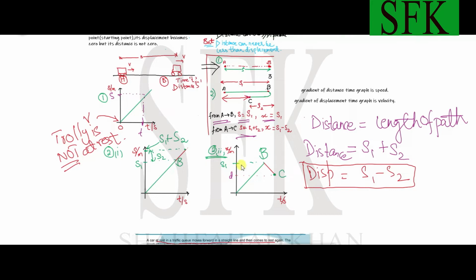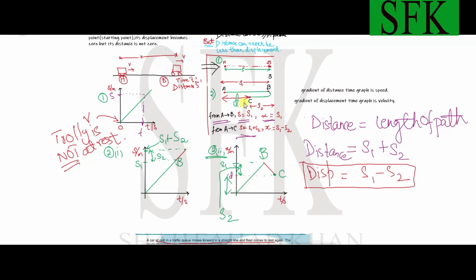Okay, this difference between S1 and D, this arrow was actually D, represents the distance that it moved backwards. So the displacement becomes only D. This is its displacement.